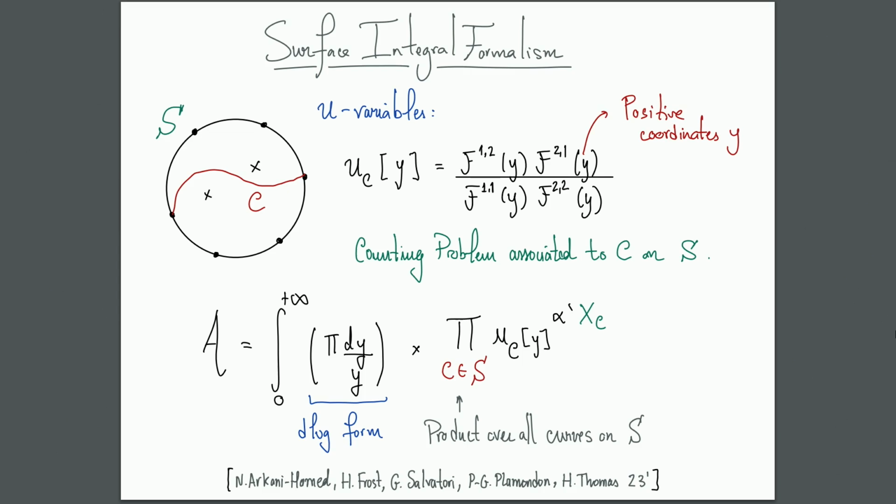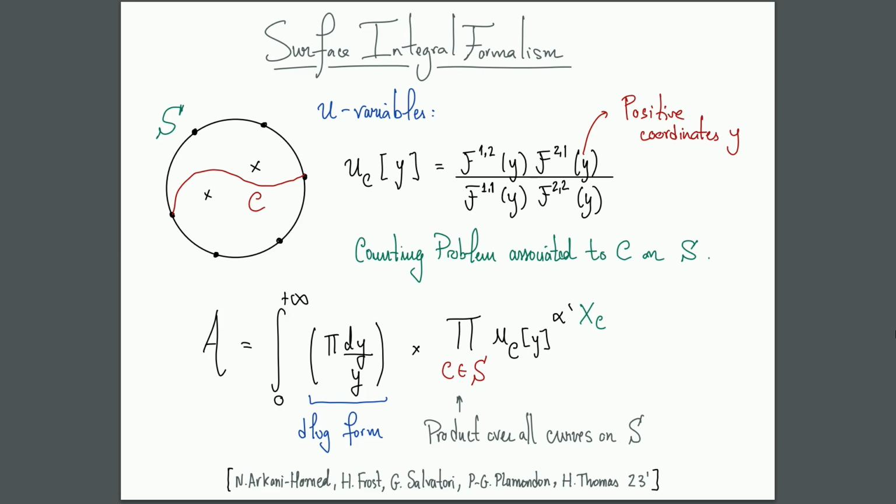So the stars of the show in this formalism are these so-called u variables. There's a u variable associated to each curve on the surface, and it's parametrized in terms of what are called these positive coordinates, y's, that in a moment will serve as integration variables. It's a very simple cross ratio of polynomials in these y's that can be easily derived from a basic counting problem about the curve on the surface that I don't have time to explain. But just in summary, when I write the amplitude in these variables, it looks like this. So the integration measure is a simple d-log form in the y's, and on top of that I have a product over all the curves that I can draw on the surface of its respective u variable raised to the power of alpha prime times the respective kinematic variable.